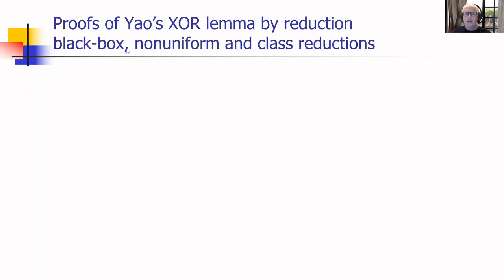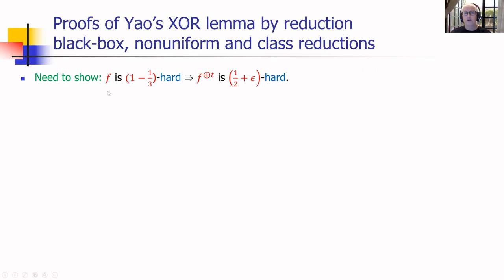So now I need to tell you what are all these objects. What is a black box reduction? What is a non-uniform reduction? What is a class reduction? Let me give definitions of all these objects. So we are interested in proving Yao's XOR lemma. Namely, we need to show that for every function f, if f is 1 minus 1/3 hard, then f XOR t is half plus epsilon hard.